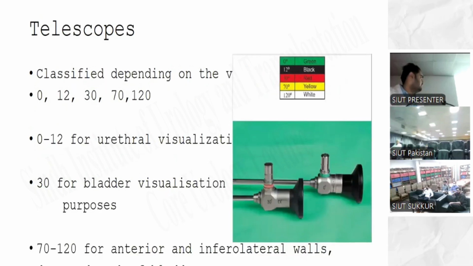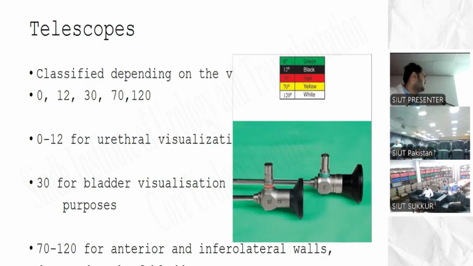And this is the telescope. Now the telescope has different color bands, and the color denotes the angle of the different types of telescopes. Whenever we are using the 0 degree, this is the green 0 degree lens, and this is the red, the 30 degree lens, the black is 12, the yellow is 70, the white is 120.